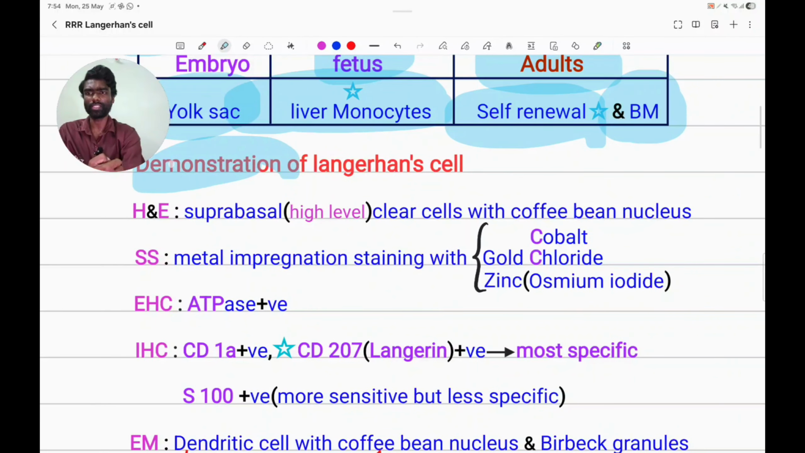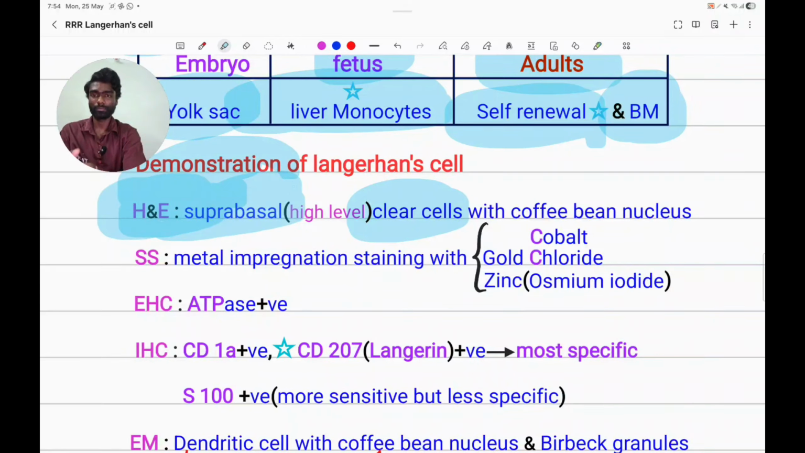Coming to its demonstration on light microscope using H&E staining, these cells will be visible as clear cells. During processing, the cytoplasm will be very pale. We can't appreciate dendrites, we can't appreciate internal organelles in H&E staining. They are called suprabasal clear cells. We have already seen they are present in stratum spinosum, that is the layer above stratum basale.